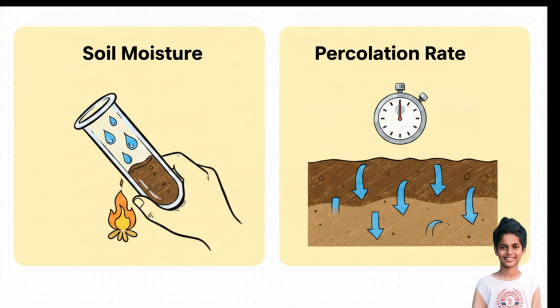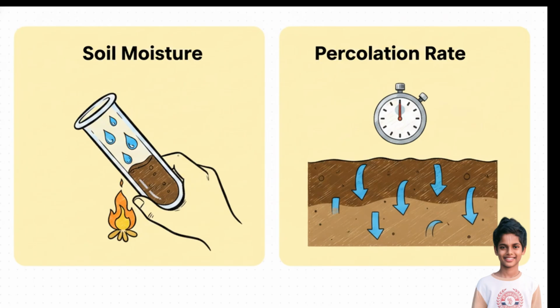All right, let's quickly cover our final 2 properties, soil moisture and percolation rate. If you take a little bit of soil and heat it in a test tube, you'll actually see tiny water droplets condensed near the top. That is soil moisture. Knowing this helps a farmer determine exactly when their field needs to be irrigated.